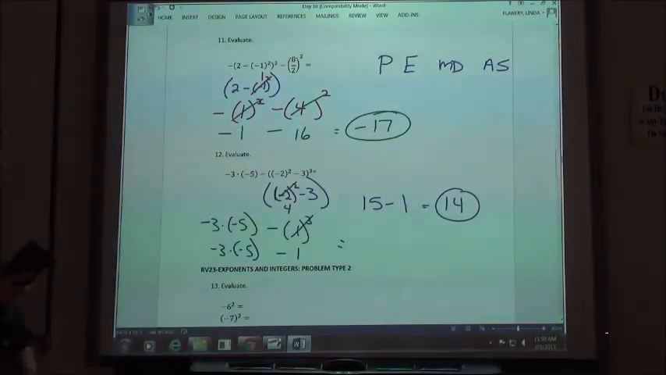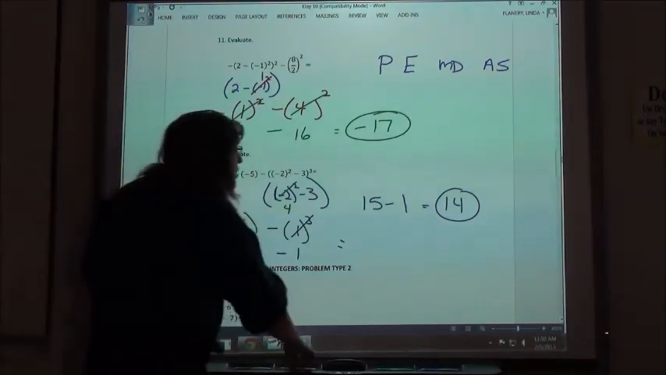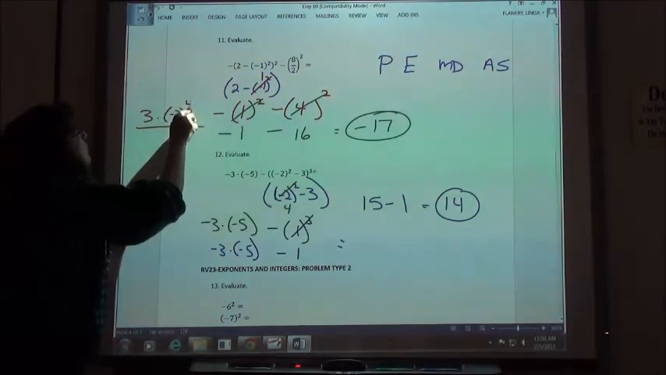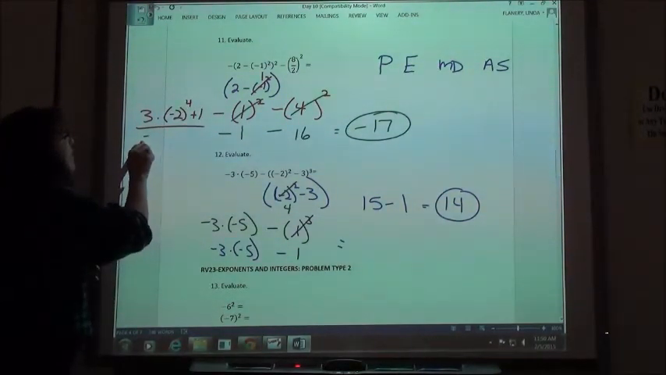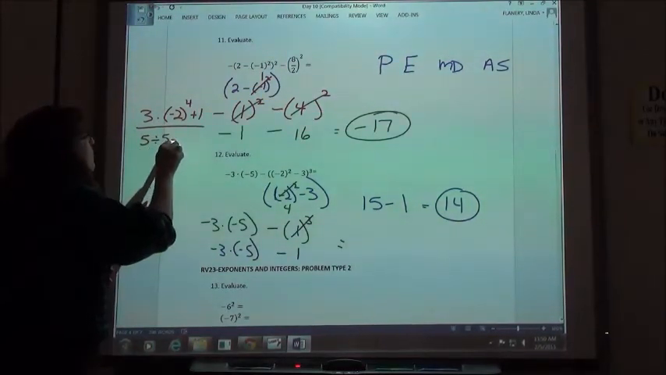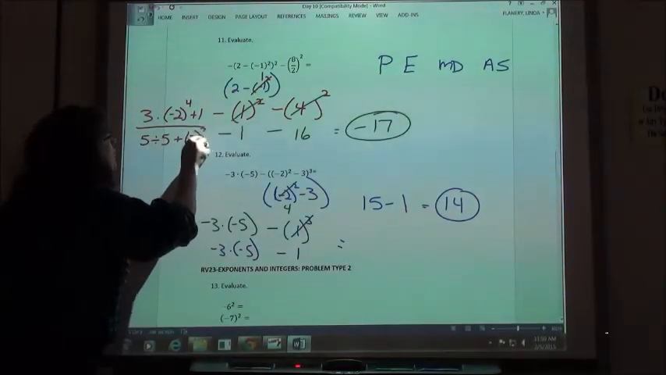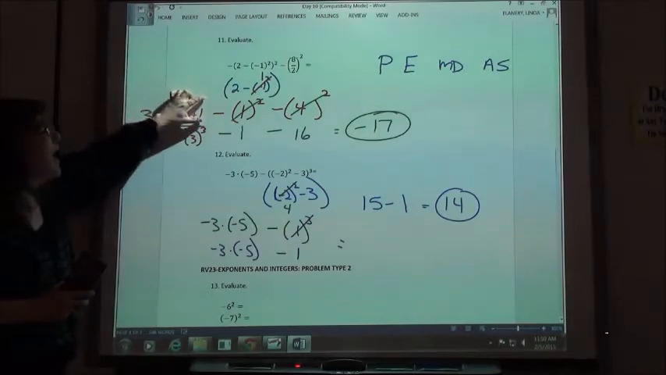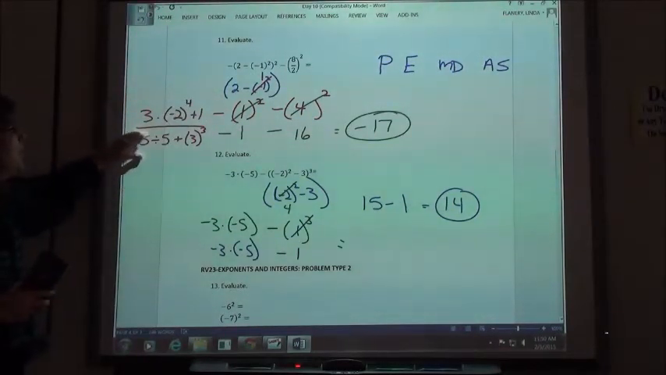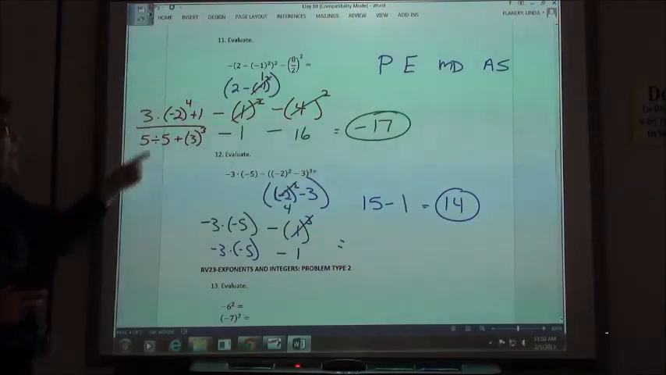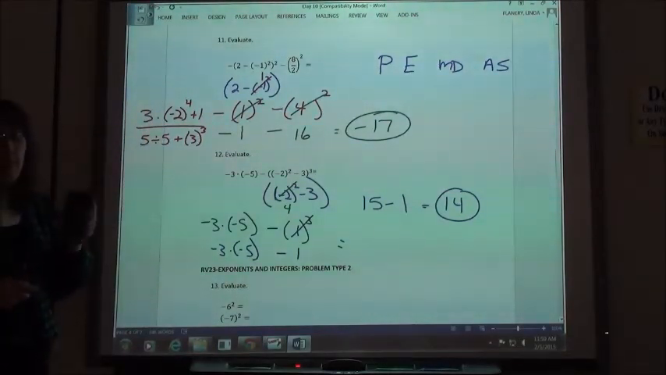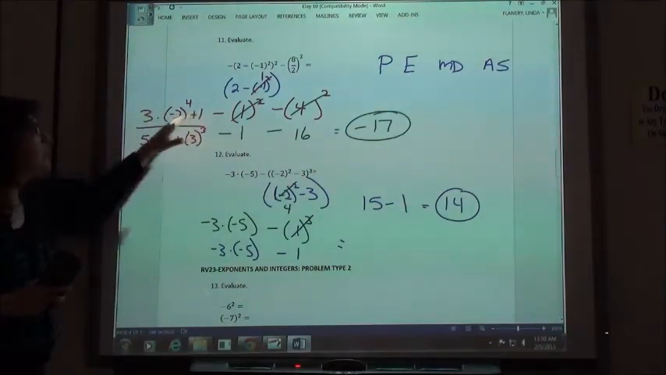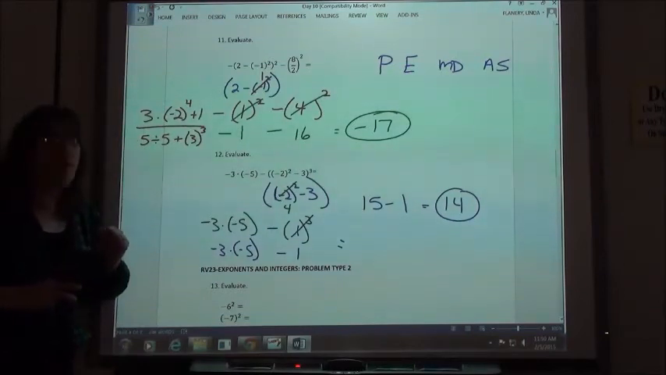The only thing you need to watch out for is if you have a complicated fraction, say you have 3 times negative 2 to the 4th plus 1 over 5 divided by 5 plus 3 to the 3rd, or something like that. If you have a big long fraction like this, you have to do the top and find an answer first, do the bottom, find that answer, and then simplify your fraction. Same thing if you're going to use your calculator. You can't punch that all into your calculator at once. You have to do the top separately from the bottom, and then if you can simplify your fraction, you would.